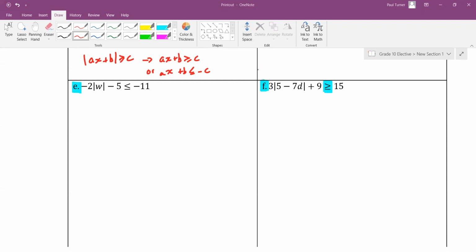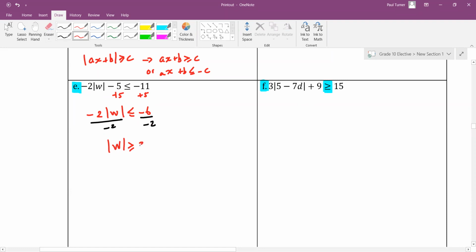So I'll probably add 5 to both sides. So do that first. So minus 2 absolute W is less than or equal to minus 6. Okay. And now you've got a minus 2, which you don't want. So you're going to have to divide by minus 2. Like that. And because you're dividing by minus 2, this sign is going to have to change direction, which turns it into a greater than problem. So you're going to get absolute W is greater than or equal to minus 6 on minus 2, which is 3.